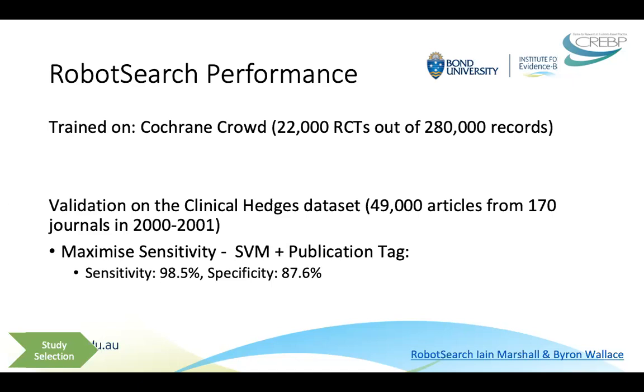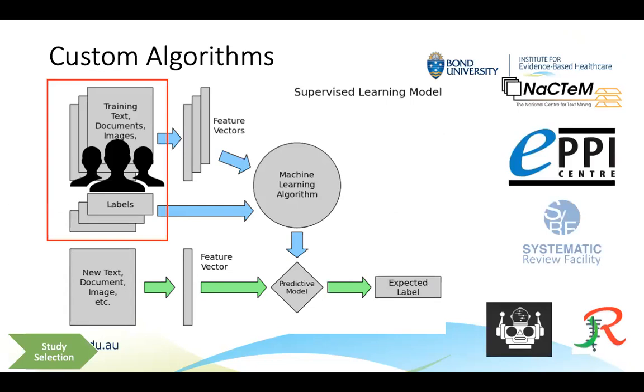If you're not a Cochrane person or you're not interested in RCTs, but you do have a large data set, then you can train your own custom machine learning algorithm. That's what we did at Camarades. We teamed up with the National Centre for Text Mining in Manchester in the UK and EPPI-Centre's James Thomas at UCL. And Rayyan, the free-to-use citation screening software, also has some active learning in their software, but I think they don't have very many validation publications out yet.